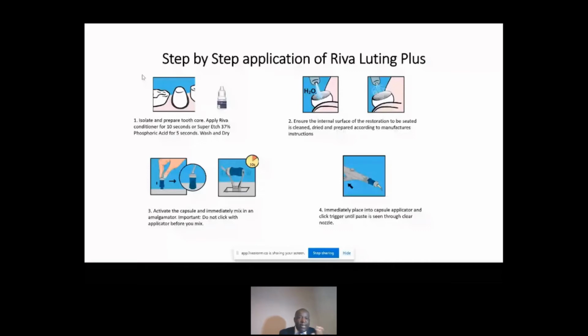And then once we've done that first step, we then need to ensure that the internal surface of the crown, or the indirect restoration that we're going to use, is fully cleaned. We shouldn't just expect that the work has come back from the lab and it will fit. We need to check inside, has any of the cast broken off, before trying it in the mouth. And then we need to activate it.